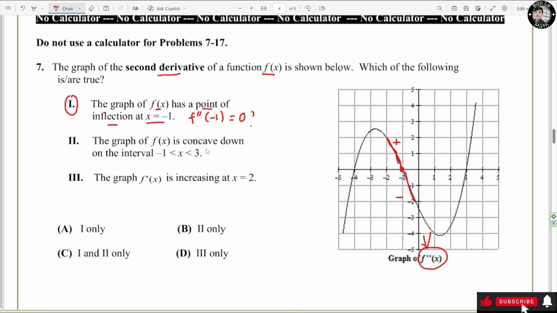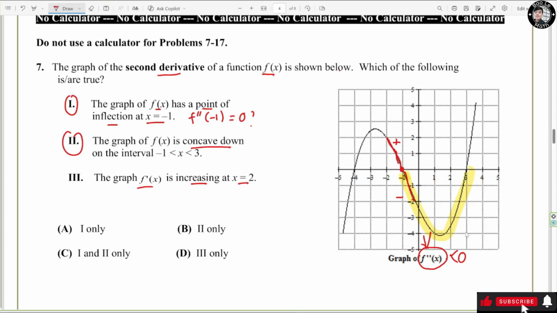The graph of f(s) is concave down on the interval -1 to 3. So -1 to 3 is going to be from here to here. Within this interval, f double prime of s is less than 0 because it's below the axis. So if f double prime of s is less than 0, the function f(s) is concave down. So this one is true.